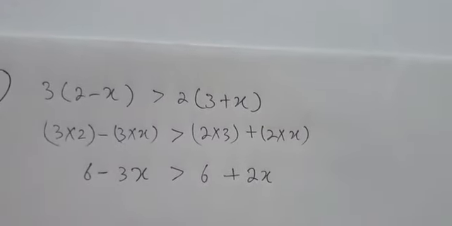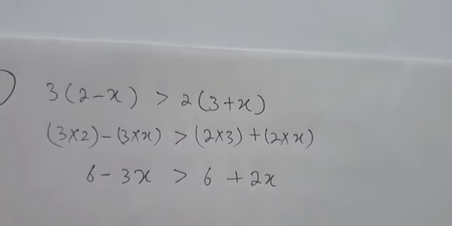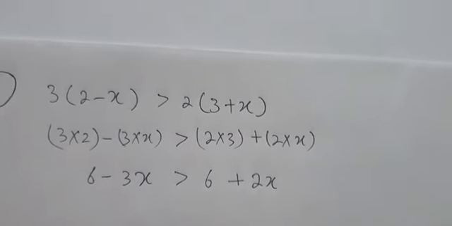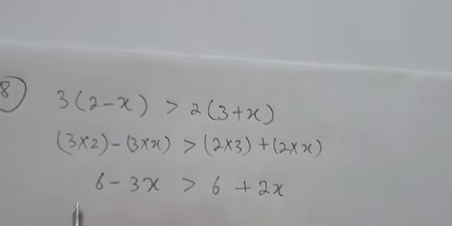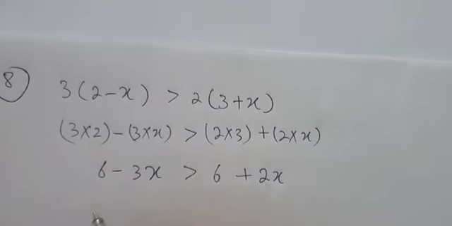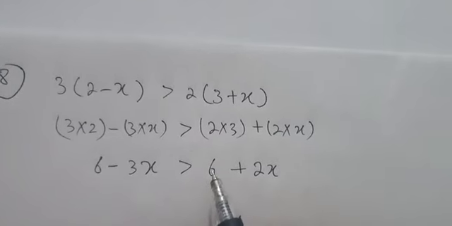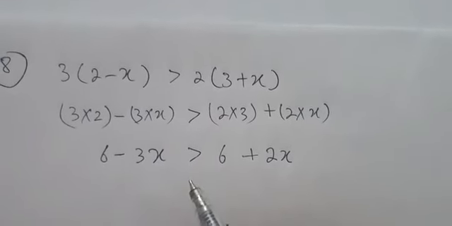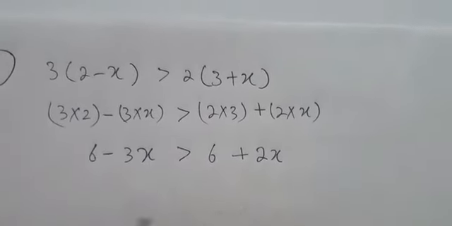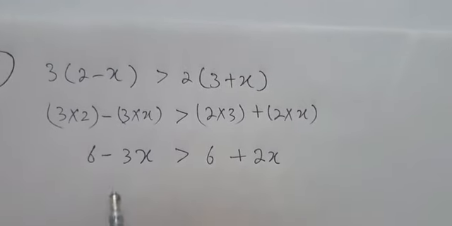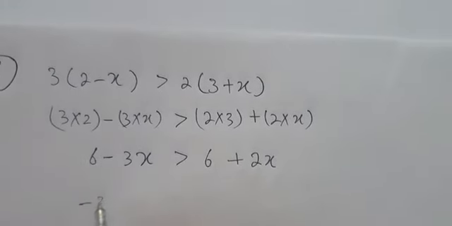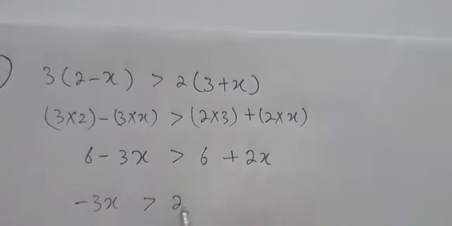Now here we can see that on each side of the inequality we have the 6, so we can cancel it out. We can subtract it on both sides and it will be cancelled out. So that's easy and understandable. And now we will be left with negative 3x strictly greater than 2x.